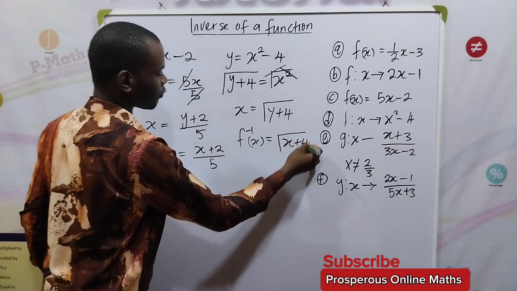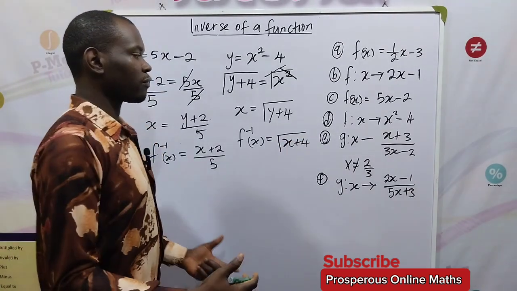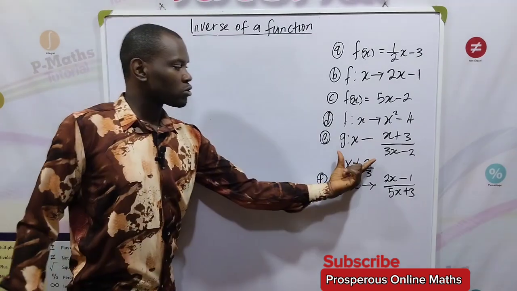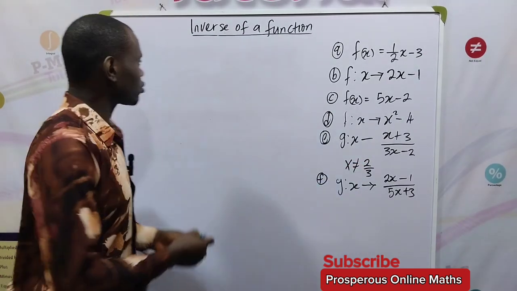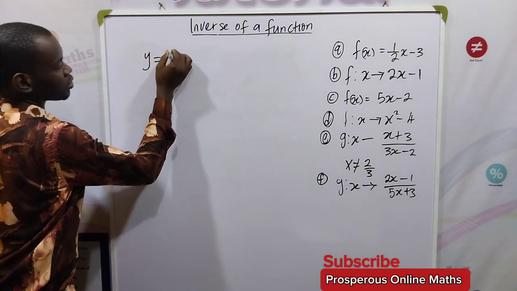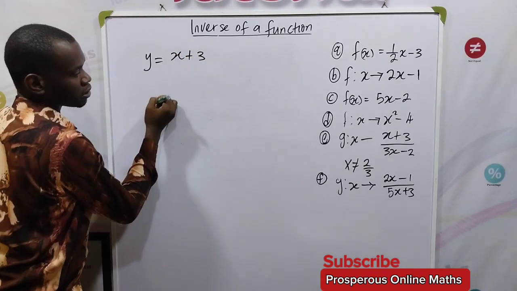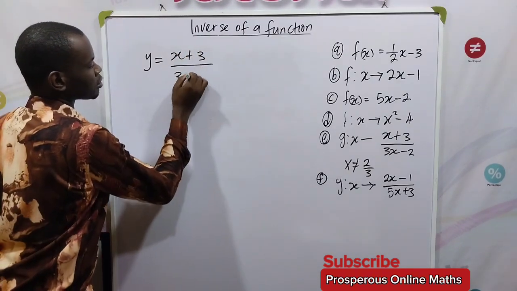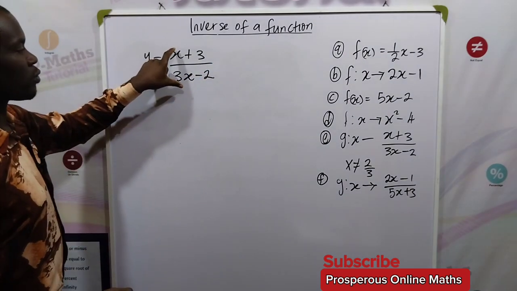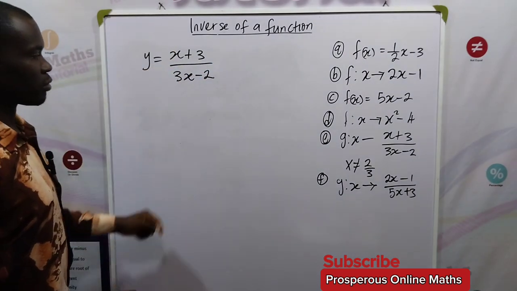x plus 4. And that is the solution for the fourth question. Let's solve the fifth question. To find the inverse of the function of that number 5 question, write it as y equals x plus 3 over 3x minus 2. So we are looking for a way to make x the subject of the formula.